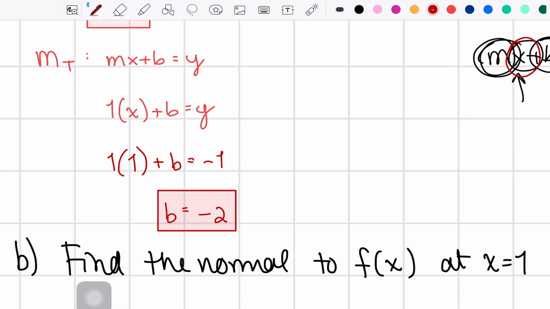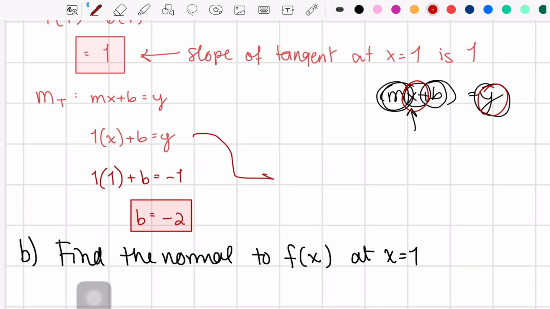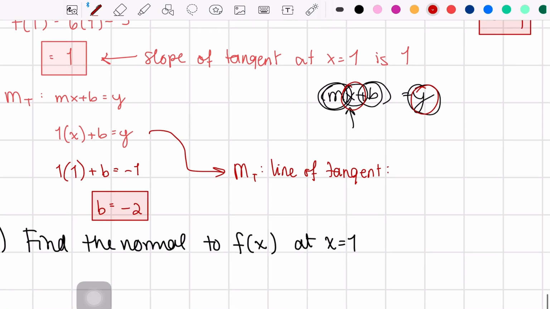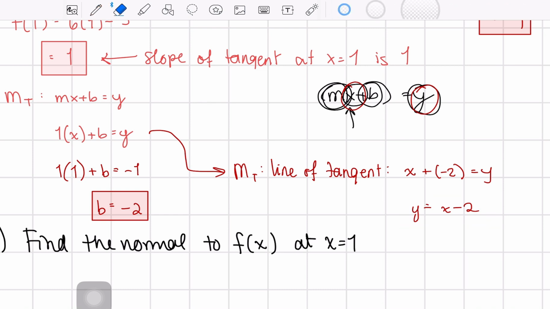Great. Now we have our b, and we can finally find the line of tangent. We had 1x, so basically x, plus -2 equals y. So our equation is y equals x minus 2. And there we go. This is the line of our tangent, if they ask for it.